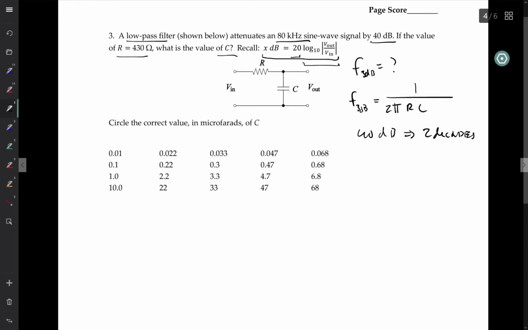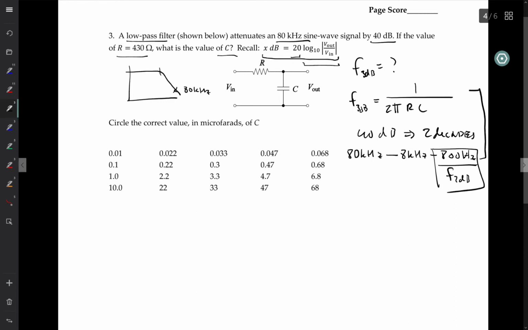And that implies that I need to go from 80 kilohertz, and it's a low-pass filter. Remember, the Bode plot of the low-pass filter looks like this. So I'm out here at 80 kilohertz, and I want to find out what that point is. So I'm going to go down in frequency, first by 1 decade to 8 kilohertz, and then by another decade to 800 hertz. So that's F3dB. That would basically solve this problem then. If you've done that, you've saved yourself a lot of work.